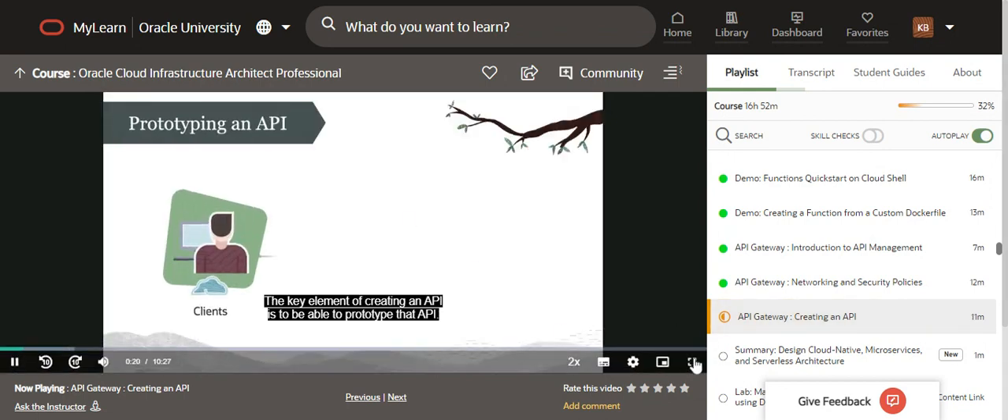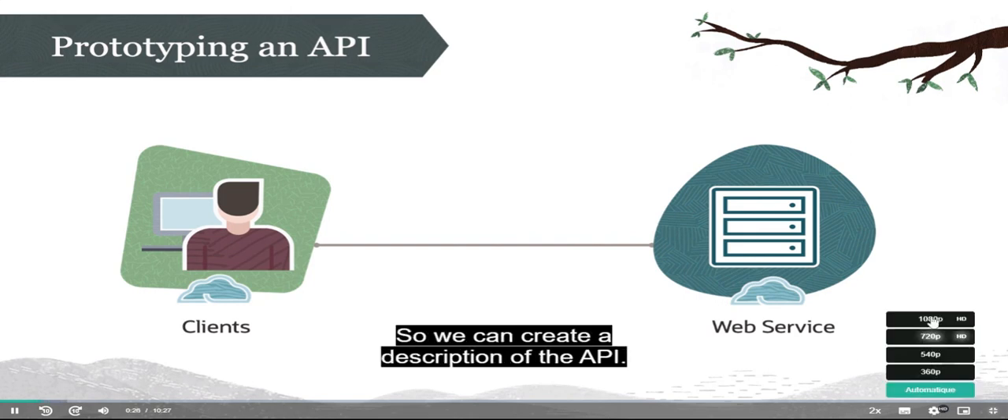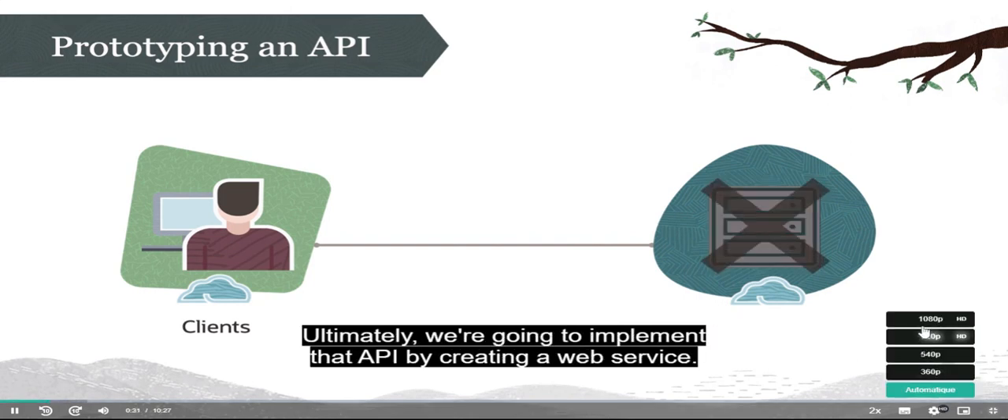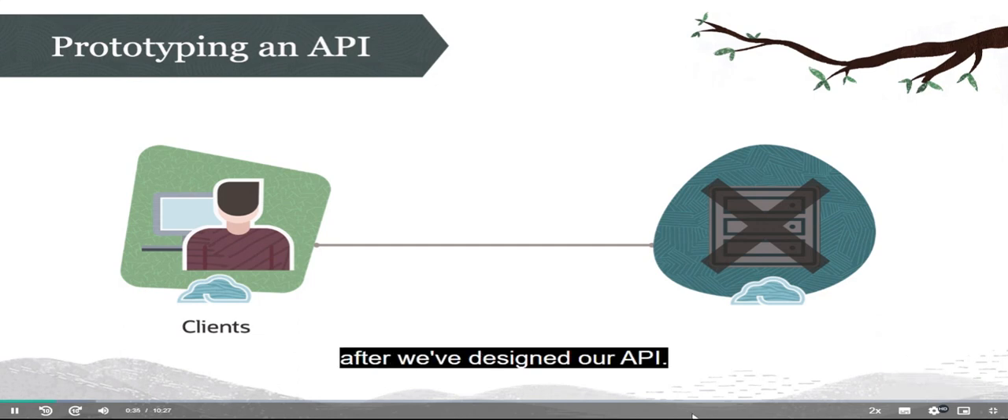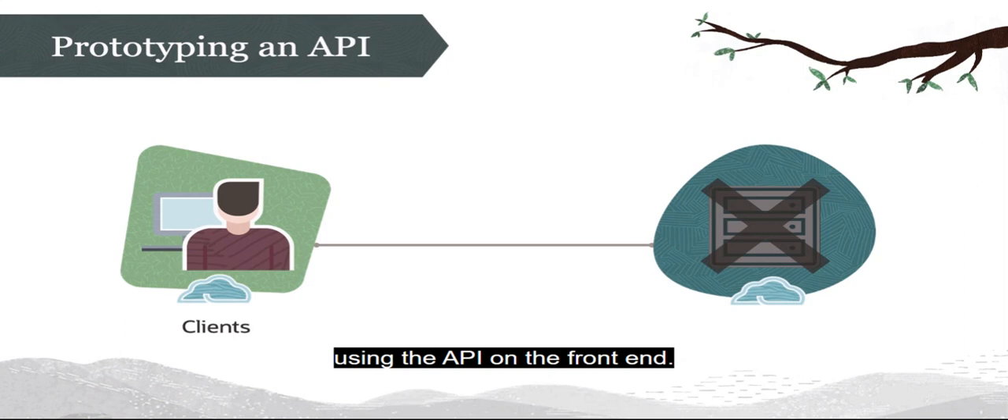A key element of creating an API is to be able to prototype that API. But we can create a description of the API. Ultimately, we're going to implement that API by creating a web service. However, that web service may not immediately be available after we've designed our API. Oftentimes, a team has to implement that web service on the back end in parallel with the team that's using the API on the front end.